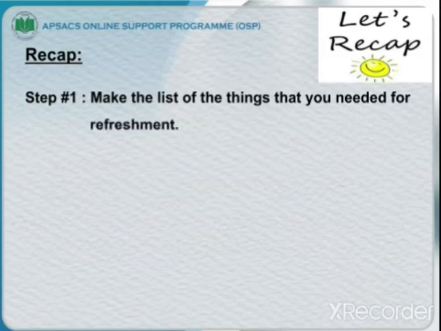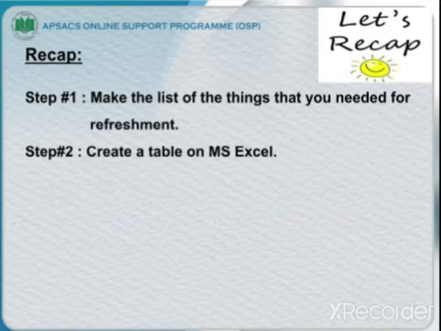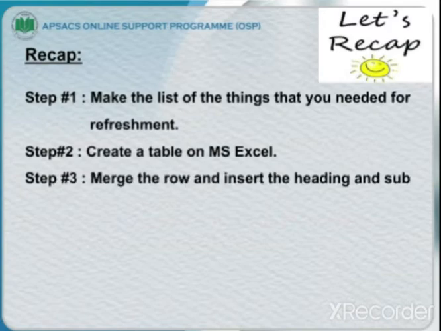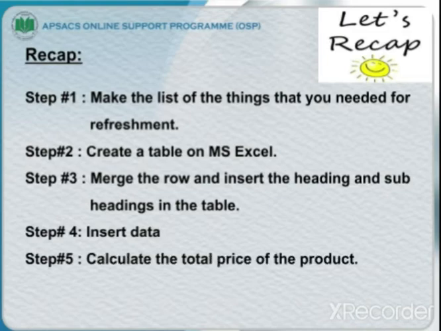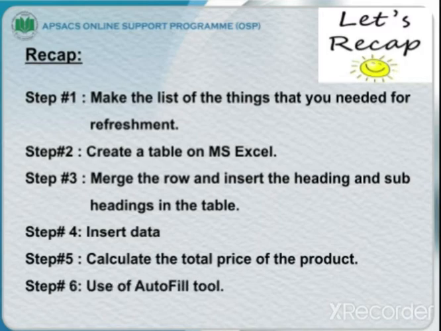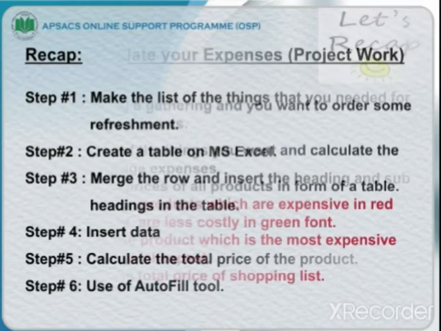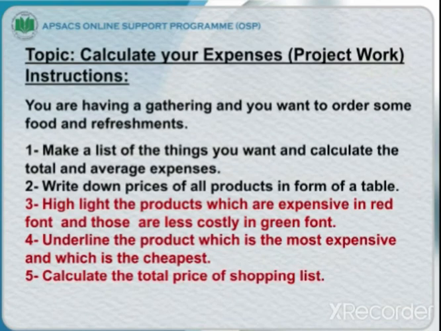Dear students, recall all the information that we have done in the previous class. So let's recap. Step number 1. Make the list of the things that you need for the refreshment. Step number 2. Create a table on MS Excel. Step number 3. Merge the rows and insert the headings and subheadings in the table. Step number 4. Insert data. Step number 5. Calculate the total price of product. Step number 6. Use the autofill tool. After revising the last 2 instructions, we will start from instruction number 3 today.